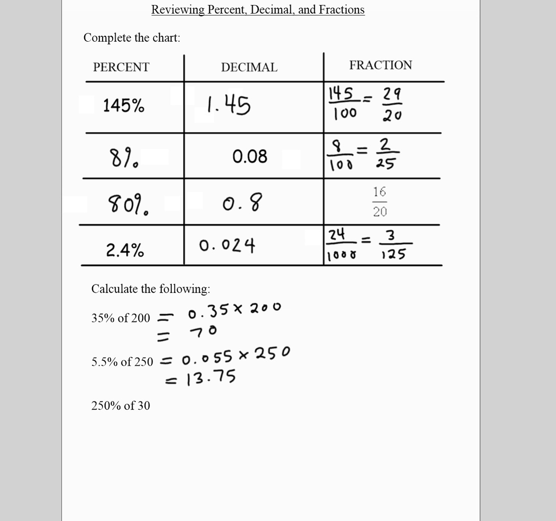And this last one is, again, to turn the percent into a decimal, we divide by 100, or move the decimal place twice to the left. This one's actually going to get bigger because we're trying to find 250% of something. That means more than a whole. So that one will become 75.